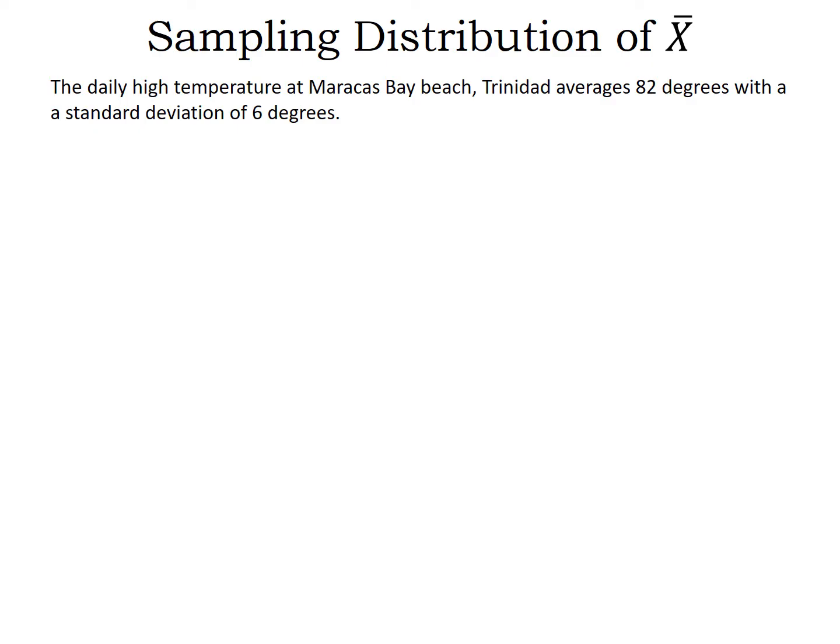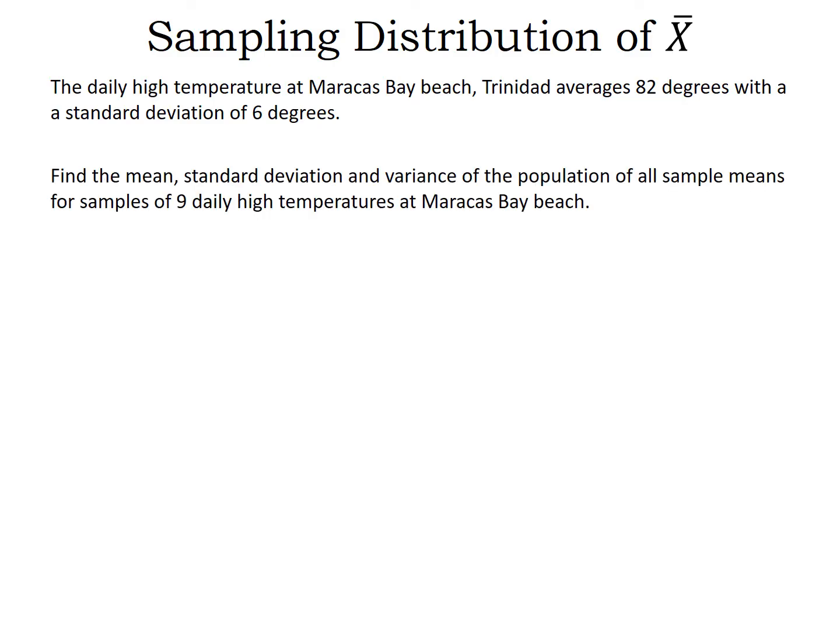So the daily high temperature at Maracas Bay Beach in Trinidad averages 82 degrees with a standard deviation of 6 degrees. Now, this is our population. We want to find the mean, standard deviation, and variance of the population of all sample means for samples of 9 daily high temperatures at Maracas Bay Beach.